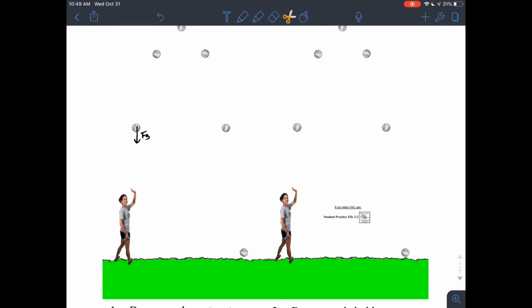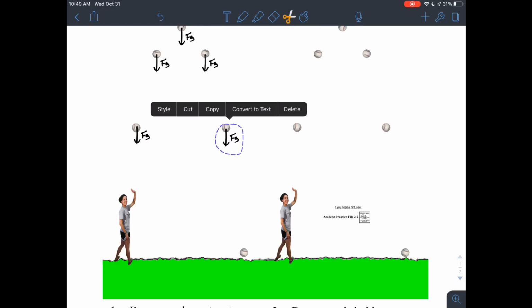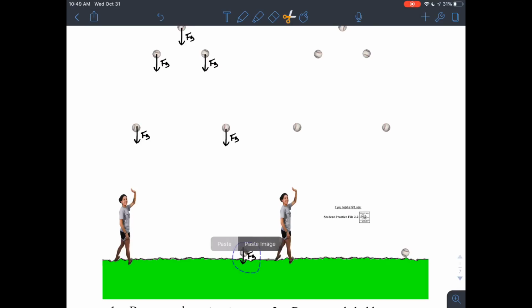And again, all I'm going to do is put that in each time because gravity doesn't change. Again, that's a carryover from our last unit. It doesn't matter where we are in this trajectory. The acceleration of gravity is always 9.8 meters per second squared, and the force vector for weight is always pointing down with the same magnitude because it does not change.